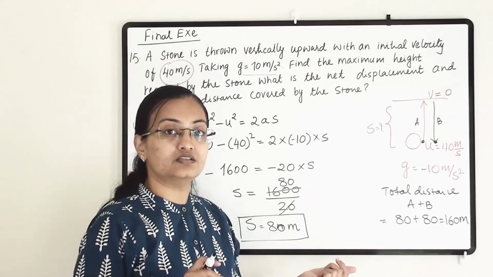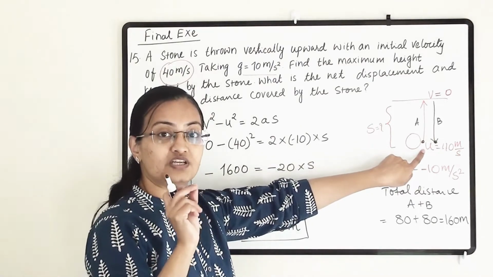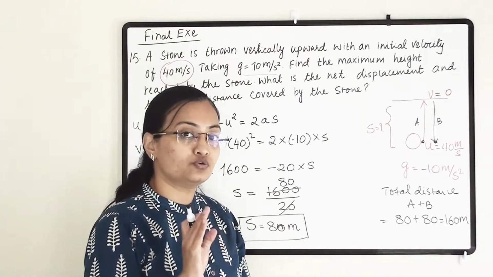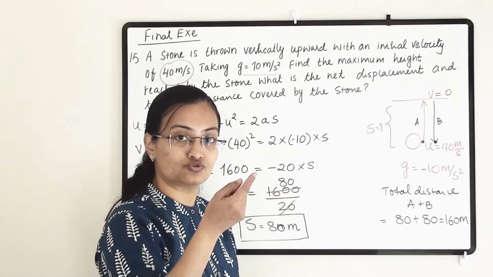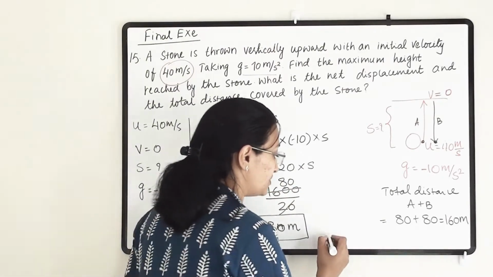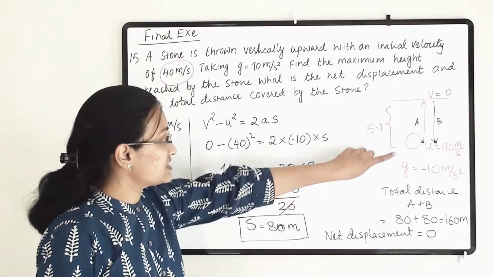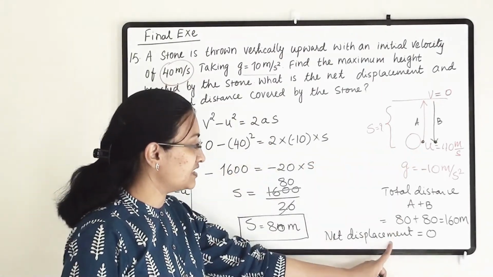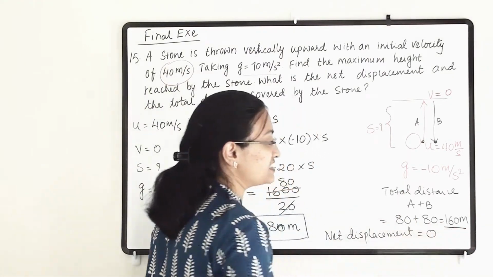We have already learned this in chapter 8, that when the object's starting point and ending point are the same, in that case the total displacement is going to be 0. So here also, from where we are throwing the stone, it comes back to the same original place. So here net displacement is going to be 0 because its starting point and final point are the same. That's why net displacement is 0, whereas the total distance covered by the object is 160 meter.